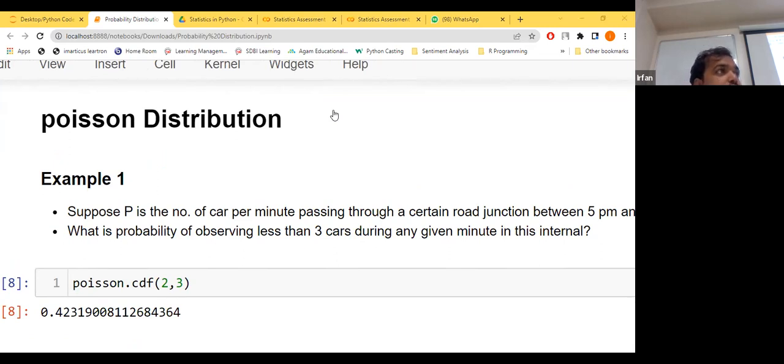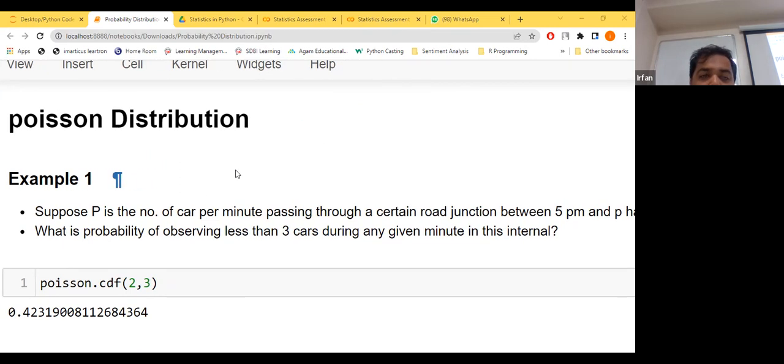When we have a time interval, and when events are unknown. So here I've written the question. Suppose P is a number of cars per minute passing through a certain junction. So there is a car passing through the road.